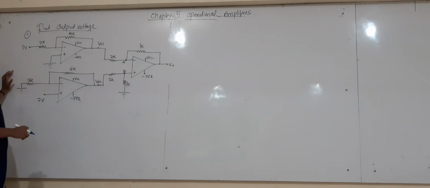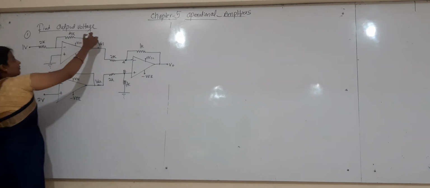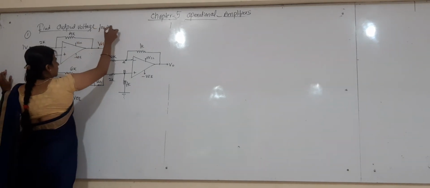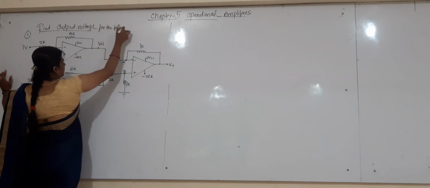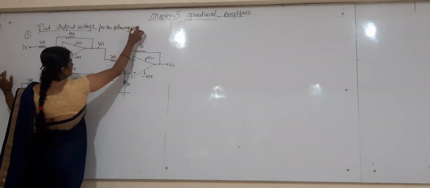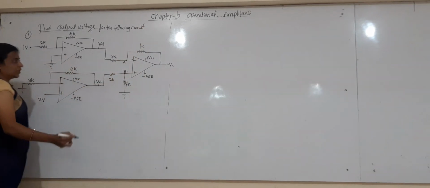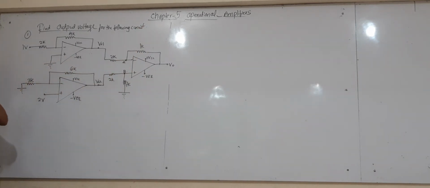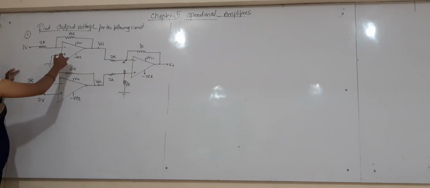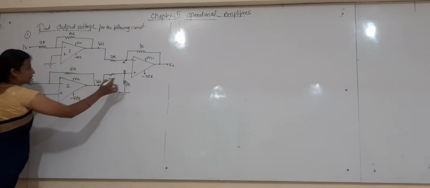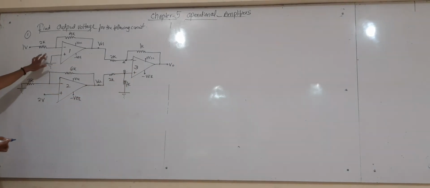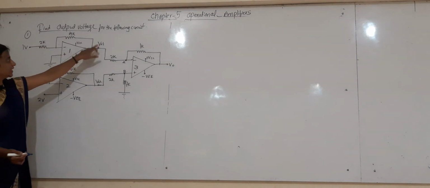So find out the output voltage for the following circuit. There are 3 op amps, 1, 2, 3. In this, the first op amp output is V01.